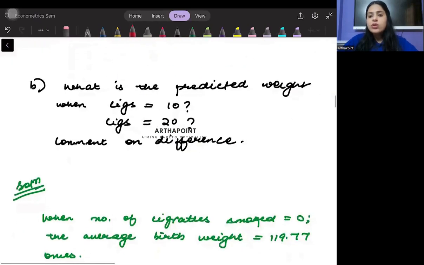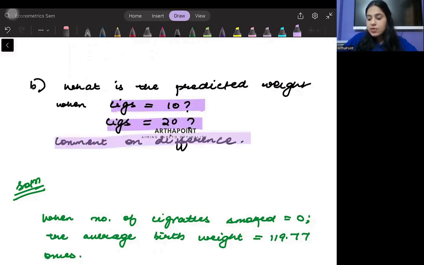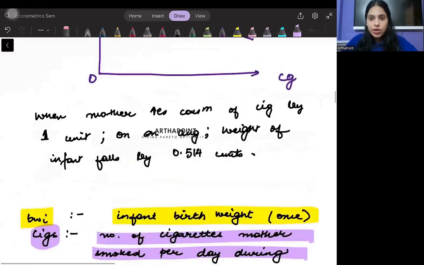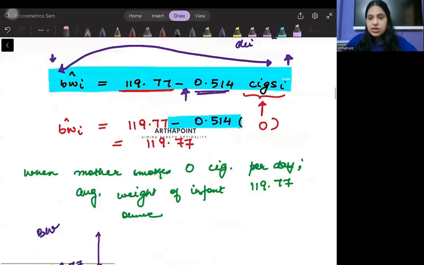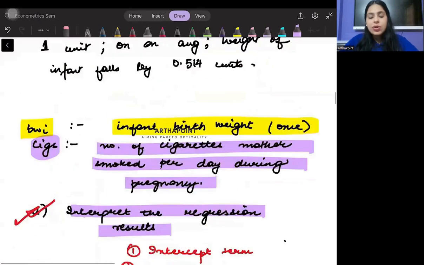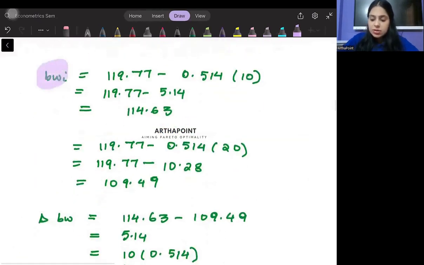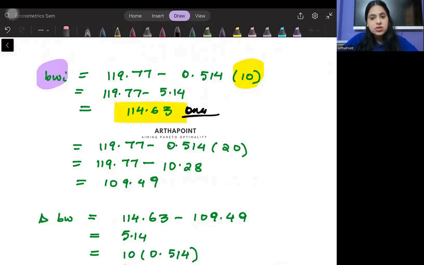Okay, now this says what is the predicted weight when cigarettes smoked is 10, and cigarettes smoked is 20? Comment on the difference. So in the same equation you will put 10 first, right? Instead of cigarettes, you will put 10. Then in the same equation, instead of cigarettes, you will put 20. So when I plug in 10 here, I will get the birth weight as 114.63 ounces, right?